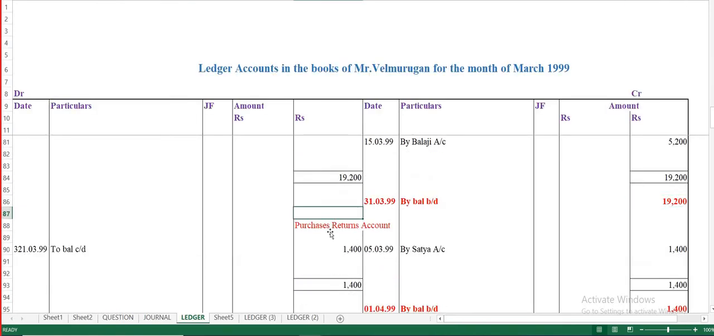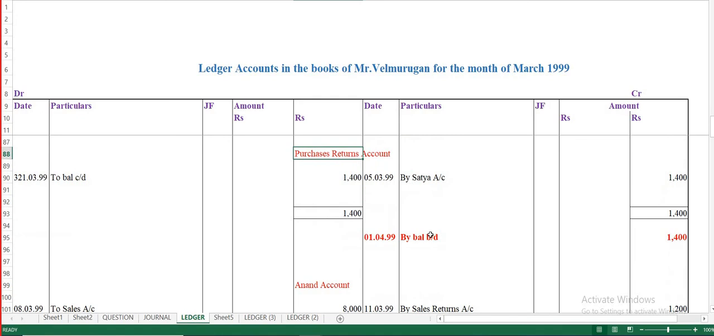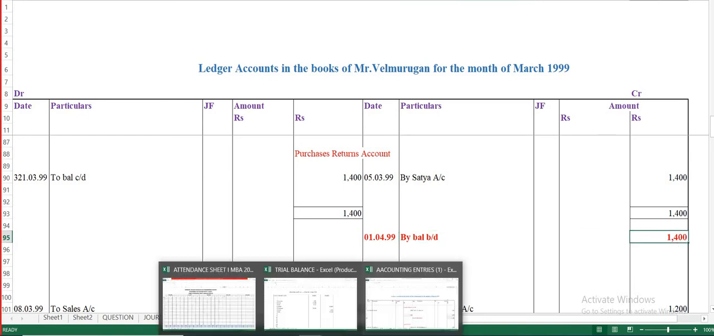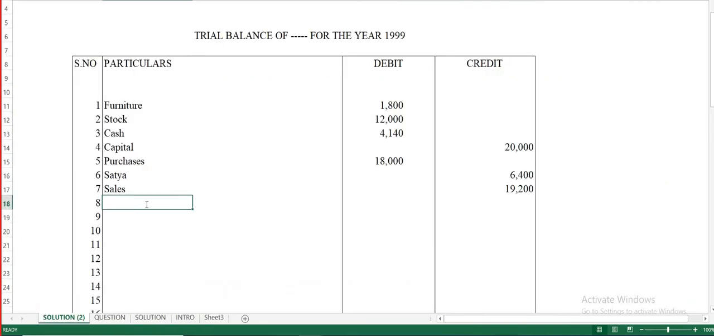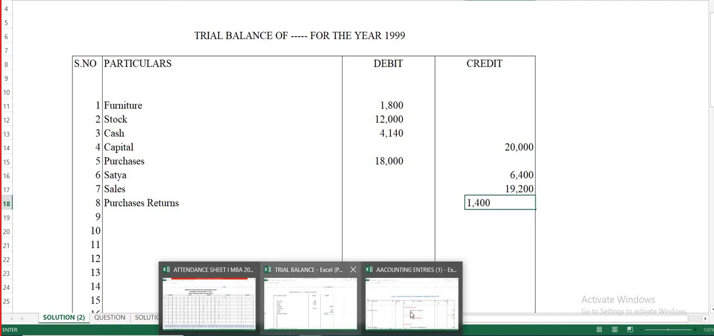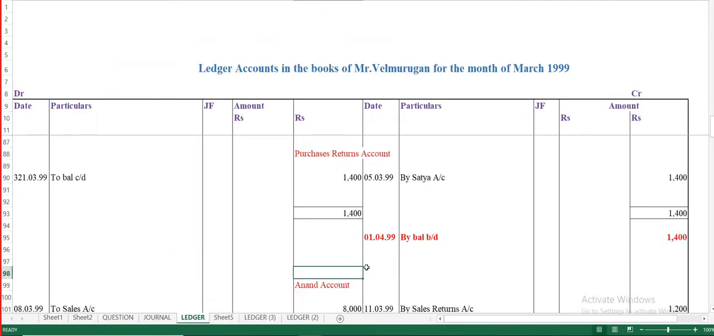So what is the next account? It is purchases returns account. Okay. So purchases returns account, again we have the balance on the credit side. Purchases has a debit balance, so purchases returns has a credit balance. So in the credit column we have to mention purchases returns 1,400. Okay, and moving to the next one, Anand account.